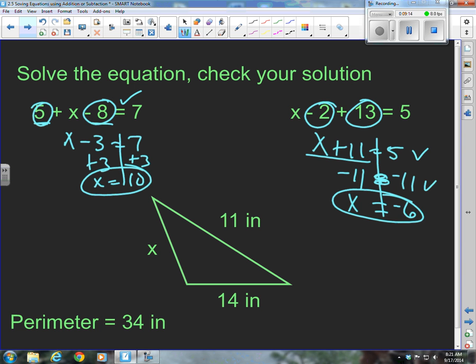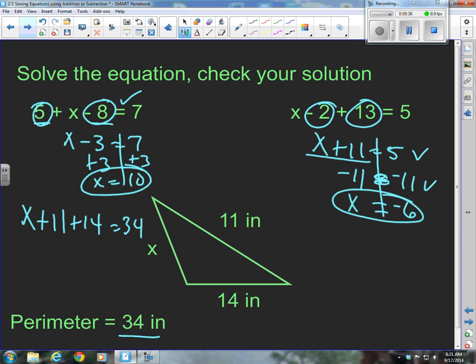Let's look at this triangle. Now, we know the perimeter is 34. How do we find the perimeter? Well, we did this yesterday. What you have to do is add all the sides together. Well, we don't know what one of the sides is, so we call it x. We don't know the length of that side. So I'm going to add all the sides together. x plus 11 plus 14. What does that equal? Well, it equals the perimeter, 34.